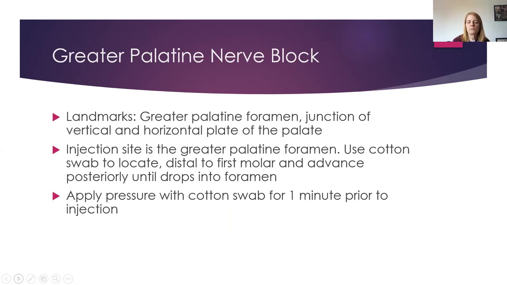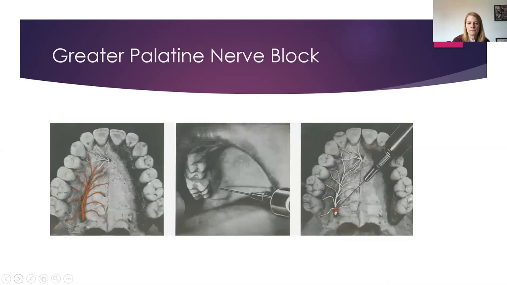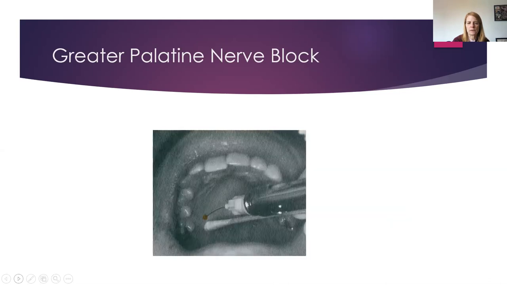Distal to the first molar, you are going to advance and you're going to be right anterior to that greater palatine foramen. Pressure is going to be applied for 1 minute prior to the injection. And then you are going to be numbing the posterior palatal gingiva only from premolar to molars, no teeth. Here we are, greater palatine foramen. There's your pressure anesthesia with the cotton-tipped applicator. You're going to go just anterior to that.